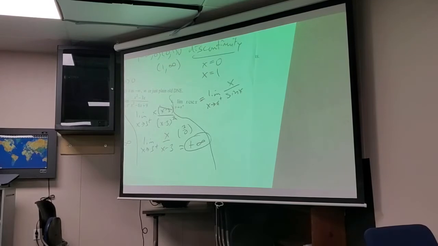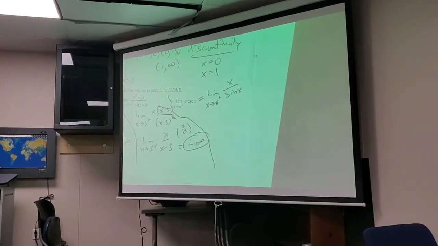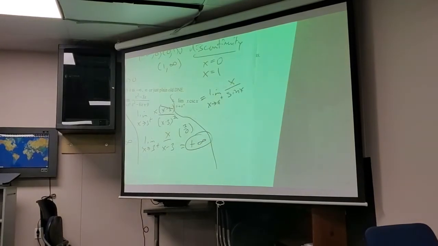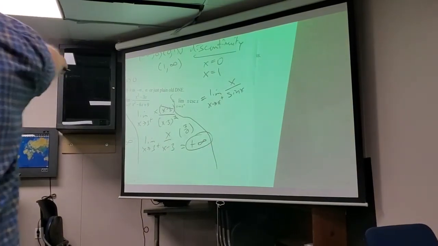Third quadrant. What's true about sine? It's negative. So what kind of infinity will this be? Negative. Okay. You guys understand? It's exactly the same consideration we took on the very previous problem.